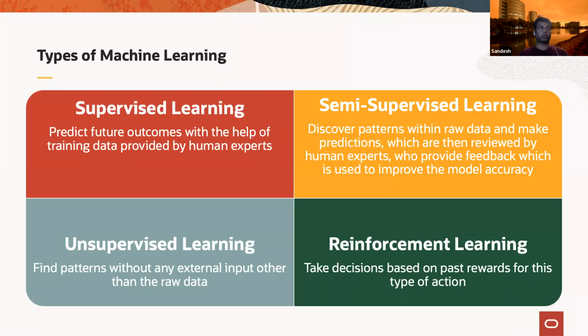The first one is supervised learning. Supervised learning is nothing but an expert system. So you define something, there's a bunch of rules, it follows the rules. It's great, it doesn't deviate from it.